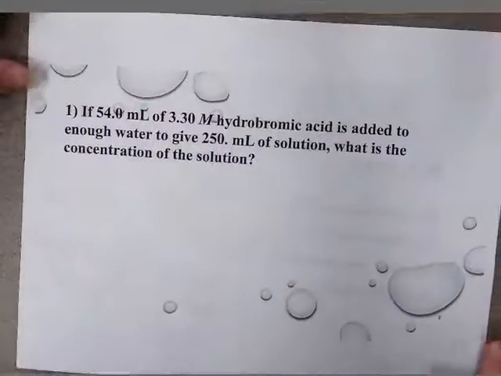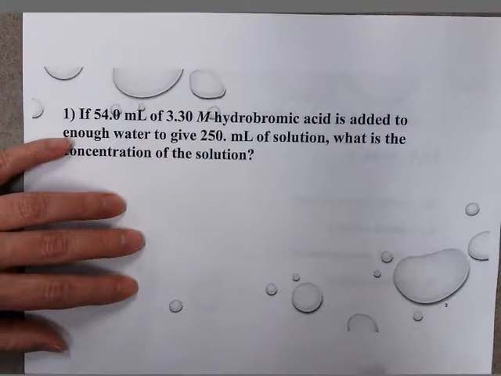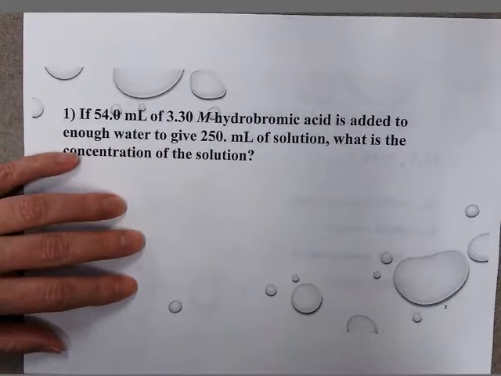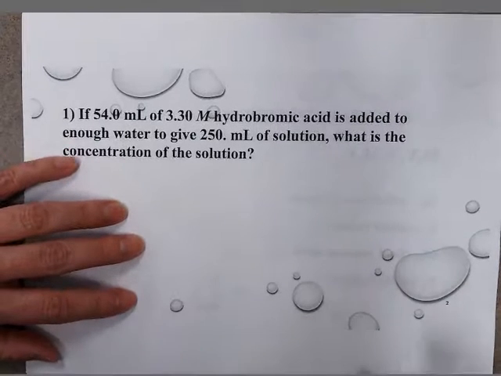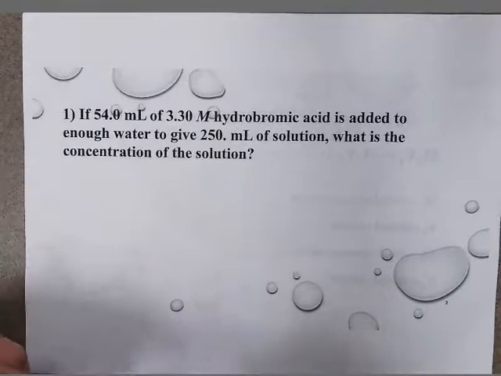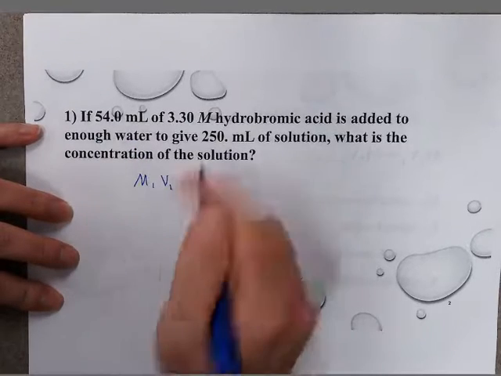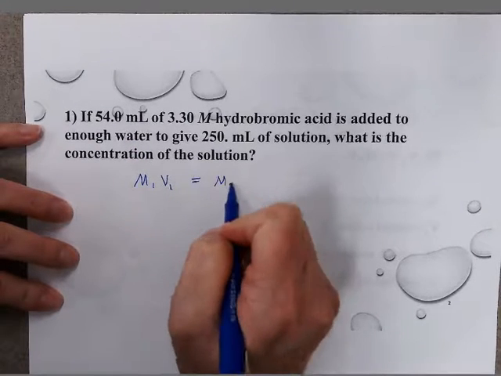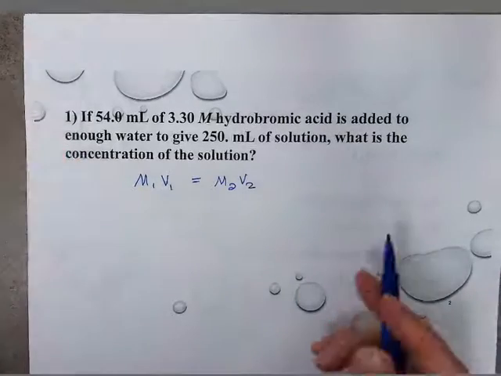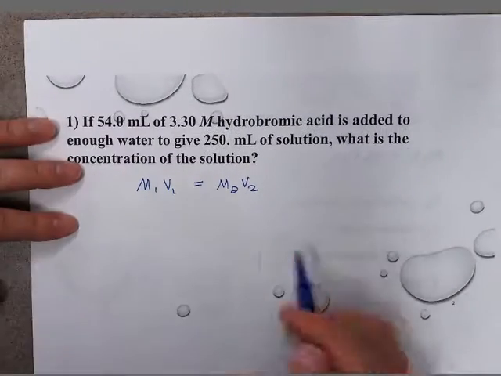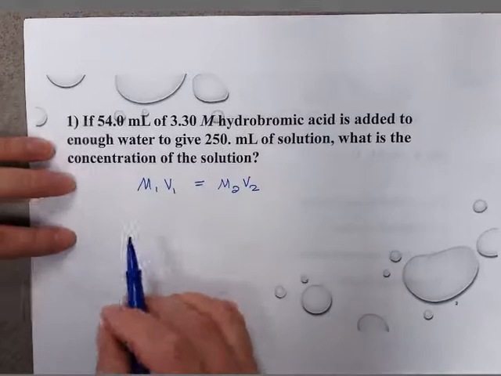Okay, so we have, if 54 milliliters of a 3.3 molar hydrobromic acid is added to enough water to give 250 milliliters of solution, what is the concentration of the solution? Alright, so I need to identify, and it really doesn't matter the order here, it's just you'll always see it written as concentration 1 times volume 1 equals concentration 2 times volume 2. Okay. So it is given in the reverse, and it really doesn't matter mathematically. It works out the same.